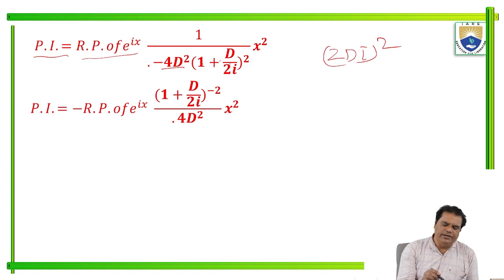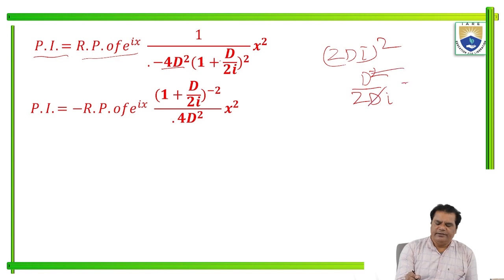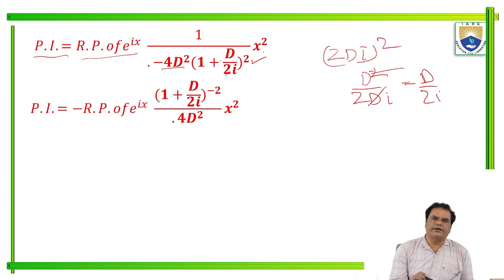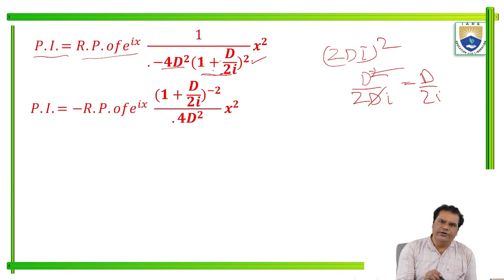And 1 plus d upon 2i, d square upon 2di, d square. So the d's cancel here and we get d upon 2i only. So (d upon 2i) whole square. This is binomial form, but this function is in the denominator. We write this function in the numerator. After writing it in the numerator, the power is negative.